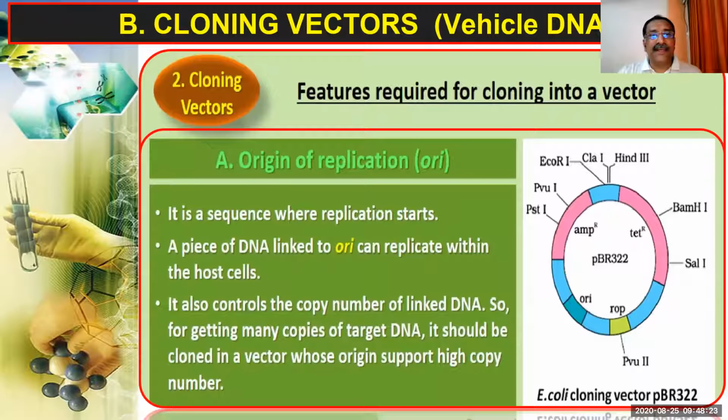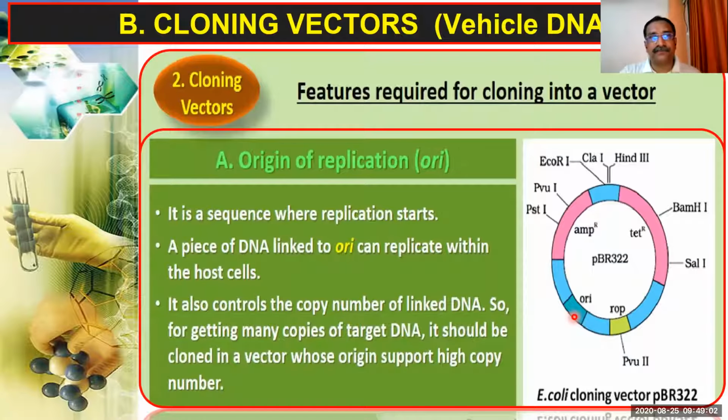Now you look here. What is the meaning of this origin of replication? This is nothing else but the place where the replication of the plasmid takes place. You know that plasmids are autonomously replicating, self-replicating, so there is no control from anywhere. But the replication starts from this particular point. From where the replication starts in a plasmid, this is called the ori region, the origin of replication.